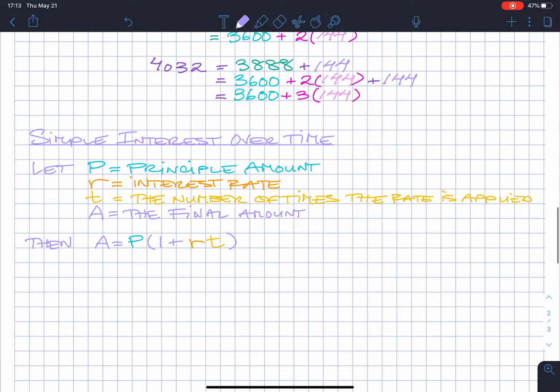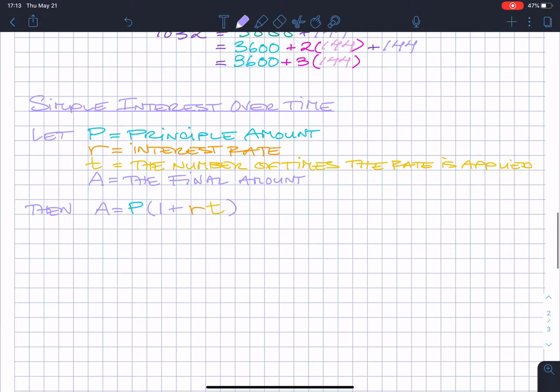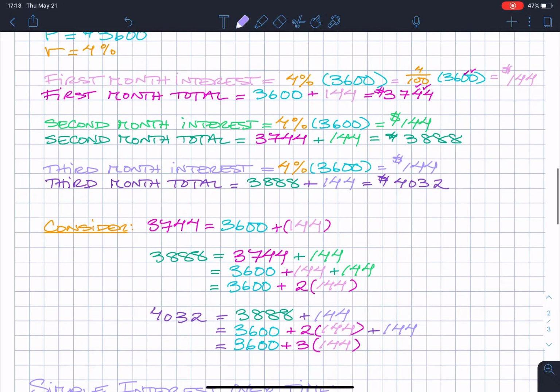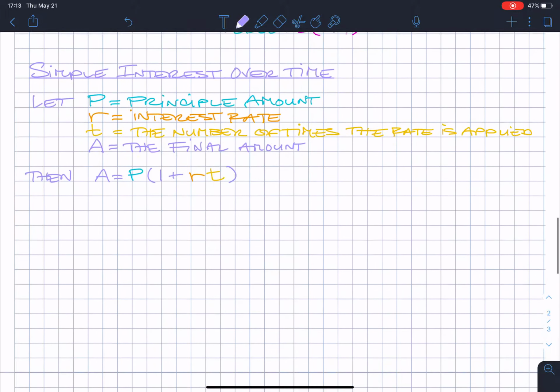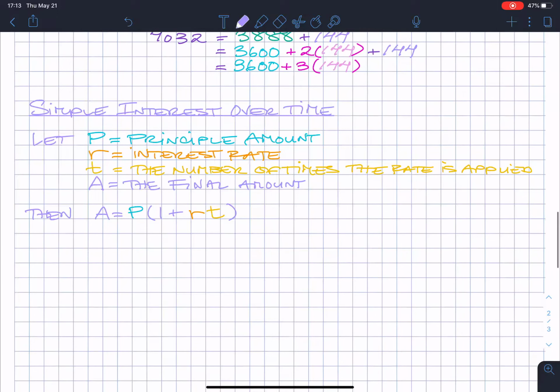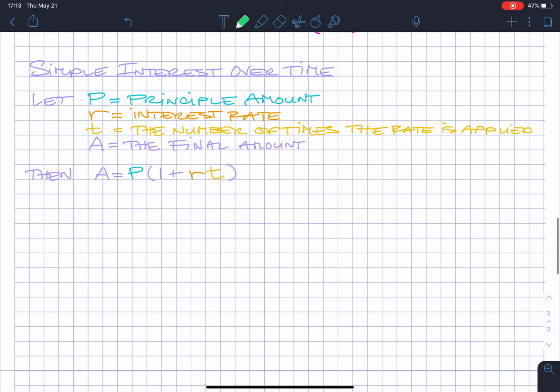Okay, so that's actually what we have up there. Here's my R. Well, 144 is what? It's R times principal, right? So if I were to distribute, that's where we get that from. So this is the formula for what I had above. Okay, so let's note something.